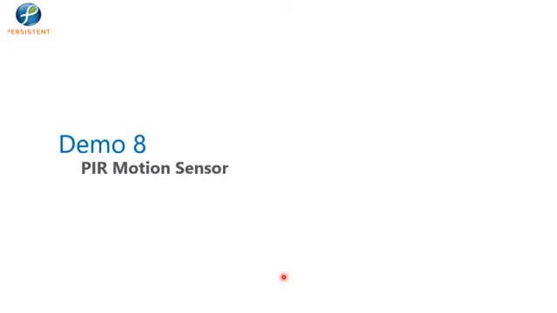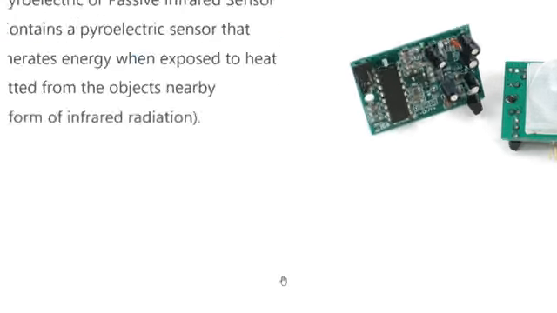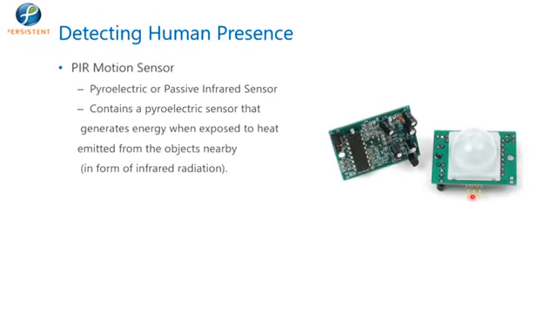There is one more sensor called the PIR motion sensor. It is a pyroelectric or passive infrared sensor, what we call it. This typical sensor contains a pyroelectric sensor that generates energy when exposed to heat emitted from the objects nearby. So, this is a simple dome shaped sensor looking like this. Let us look at one demo for this.